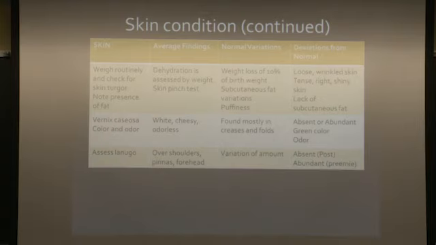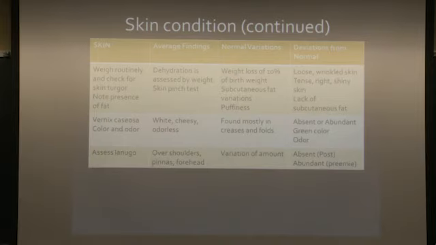Normal variations are weight loss of 10% of their birth weight. That occurs in the first few days. Typically, babies lose a little weight after they're born, and then they gain it right back. You will see some puffiness or some subcutaneous fat variations. So some deviations from normal, you'll see loose, wrinkled skin, tense, tight, shiny skin, and lack of subcutaneous fat.